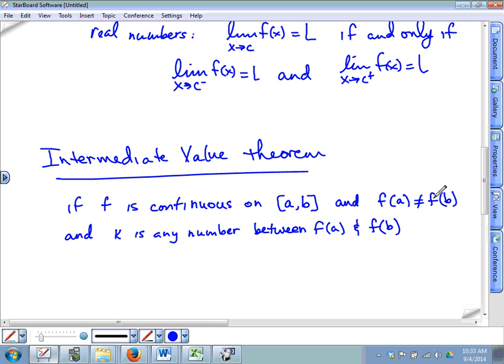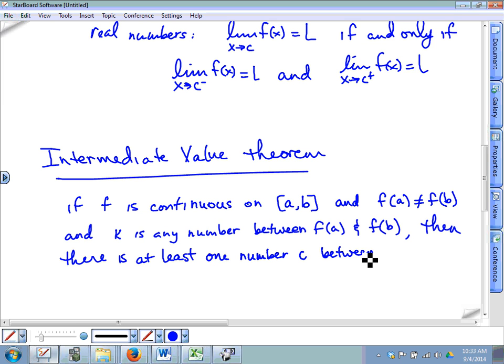Okay, so if k is any number between f of a and f of b, then there is at least one number c in the closed interval, so C has to be between A and B somewhere, such that f of C is equal to K.